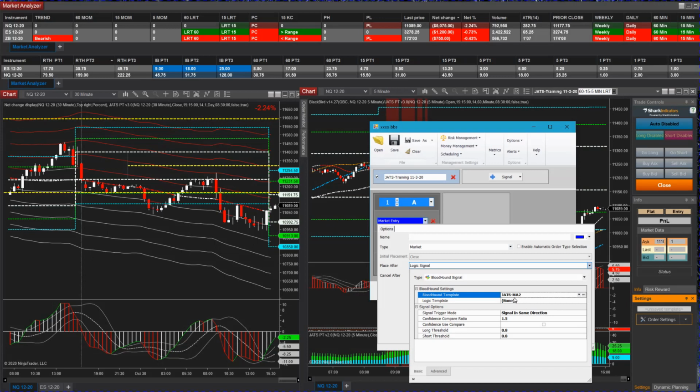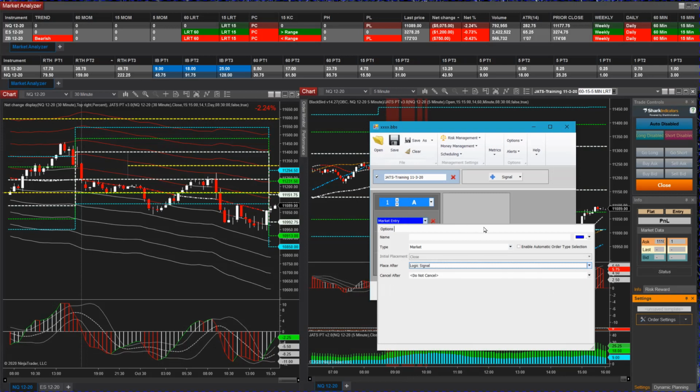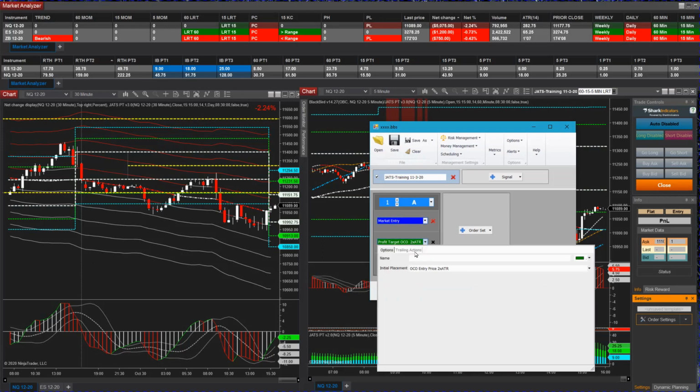Okay, JATS MA2. There's no logic template, I've got it set up for you. So you could put any other Bloodhound template that you want in as a filter. And so that would require that condition to also be present before you got a fill or an entry. And then for the profit target, you could use the 2 times ATR slot, and when you click on it, you would have to make an adjustment.